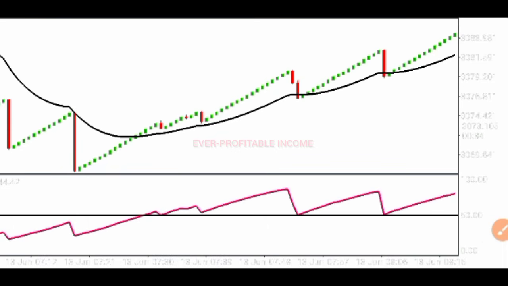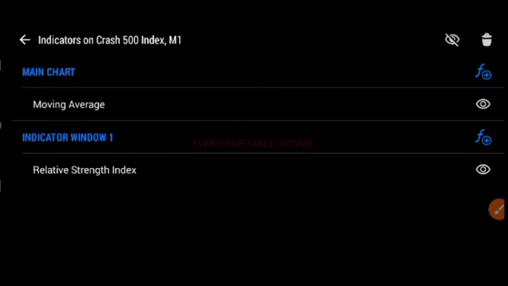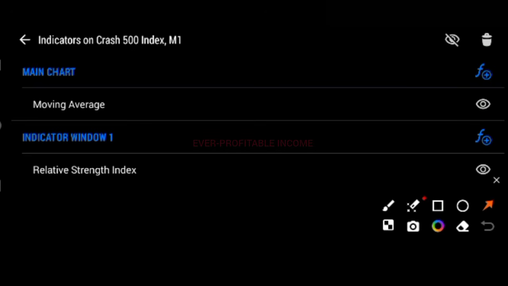So this is how to use the strategy. I'm going to give you the setup of the indicators. They are pretty simple settings and it will be easy for you to grab. Let's head over to the indicator window. So these are our indicators. On the main chart we have the moving average. Just two indicators we are using today, the moving average and then the RSI.